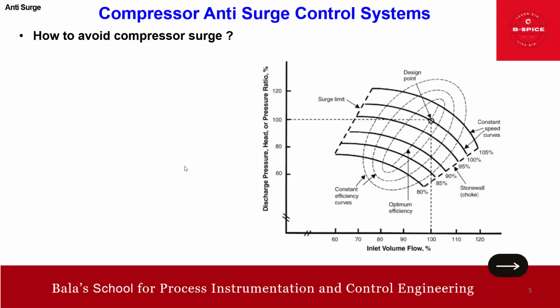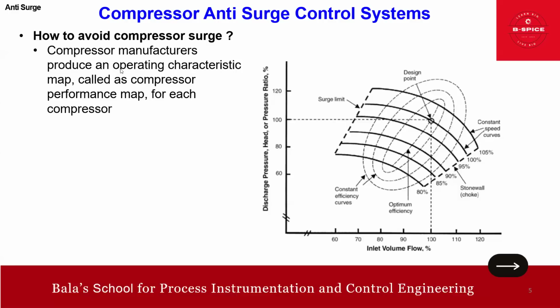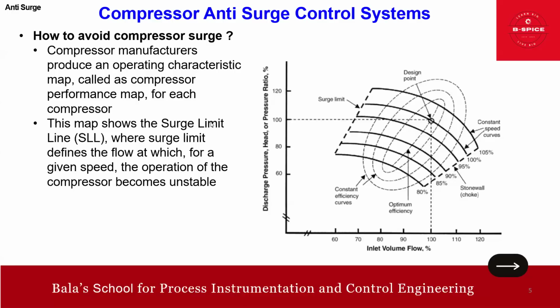So now let us go into the detail. Compressor manufacturers produce an operating characteristics map. This is called a compressor performance map. For each compressor they produce, they supply it. This map shows the surge limit line. Okay, so this is your surge limit line. As you can see here, yes.